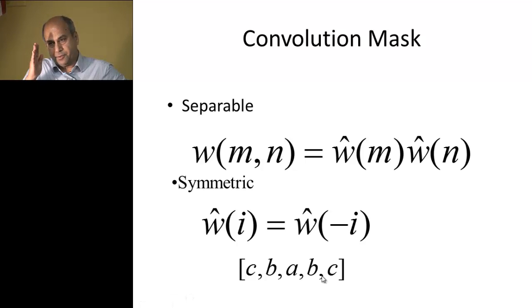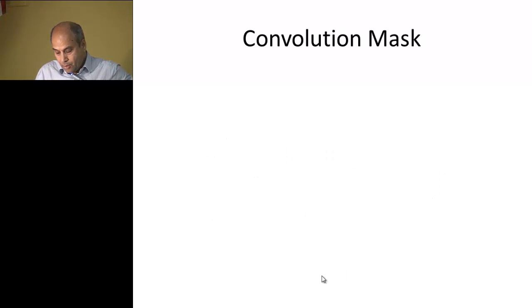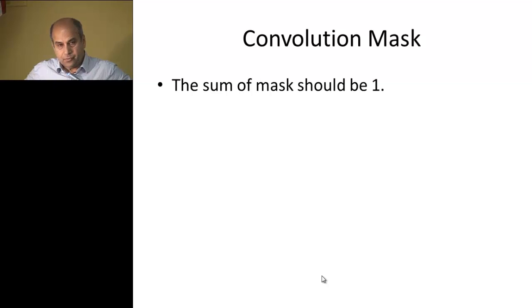The center one, suppose, is A, and the one on the right side is B, then the one on the left side will be B. The next one is C, then the one on the left side, 2 pixels from A, should be C also. So we can use these and come up with some constraints. One thing we want is that these values of the mask should sum to 1. As you know, if you take the Gaussian and sum it up, it will become 1.